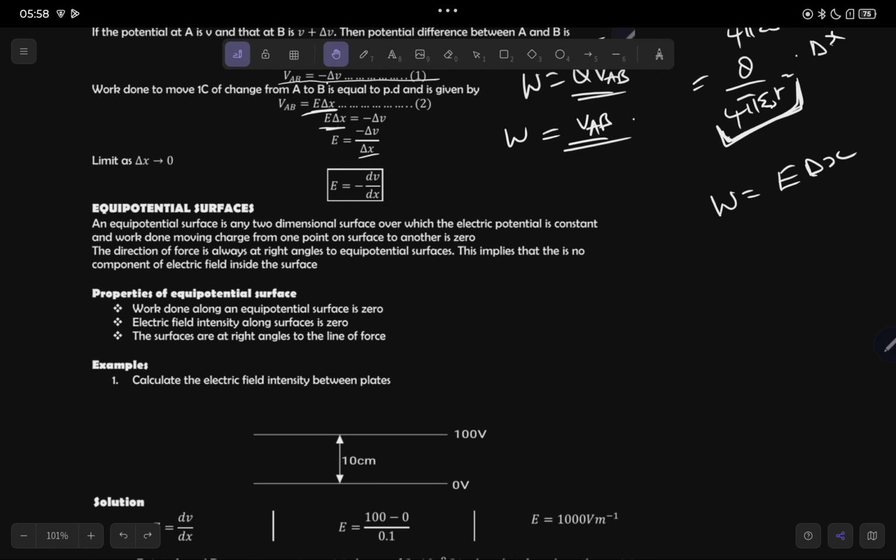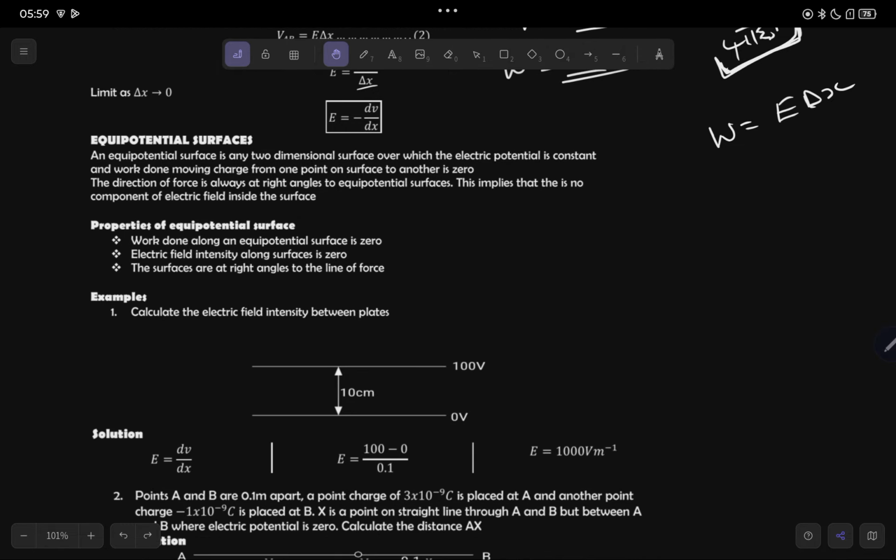Equipotential surfaces. This is any two-dimensional surface over which the electric potential is constant. If you have a surface whereby the electric potential is the same at all points in that field, it means you'll do no work in moving a charge from one point to another on such a surface. And its directional force is always at right angles to the equipotential surface, and it implies that there is no component of electric field inside the surface.